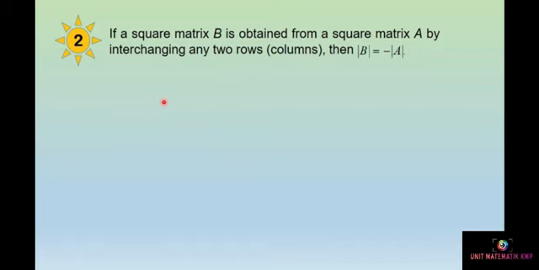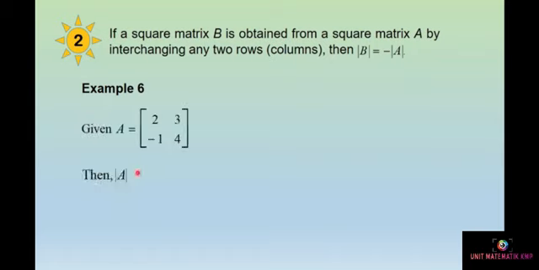Second property of determinant. If a square matrix B is obtained from a square matrix A by interchanging any two rows or columns, then determinant B is equal to negative determinant A. Look at example 6. Given matrix A, write matrix A in determinant form by using AD minus BC, 2 times 4 minus 3 times negative 1. So determinant A is equal to 11.